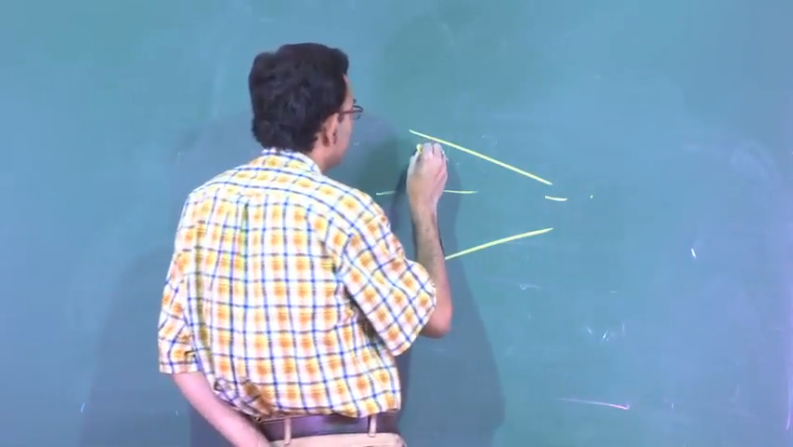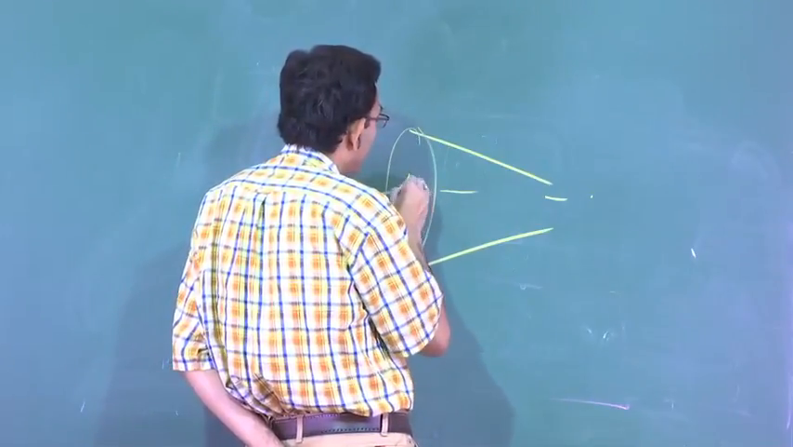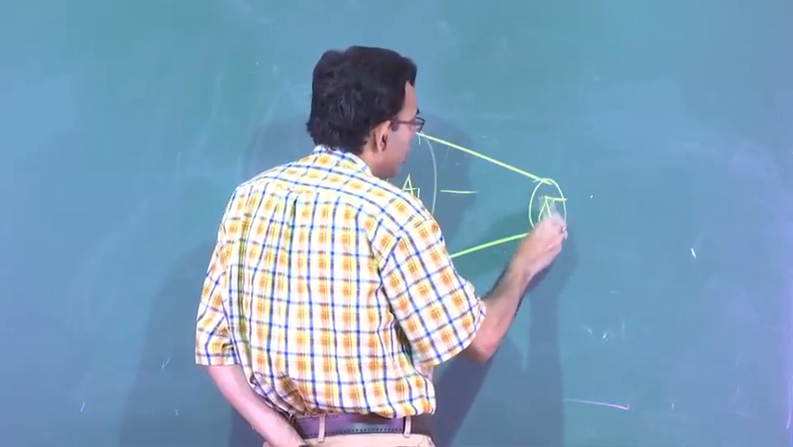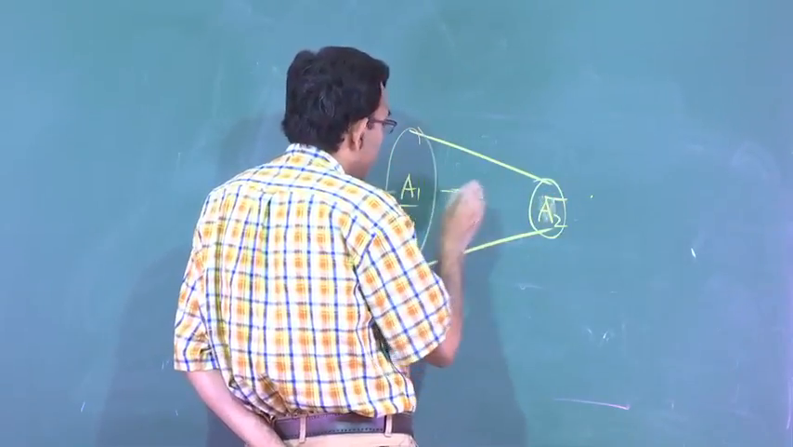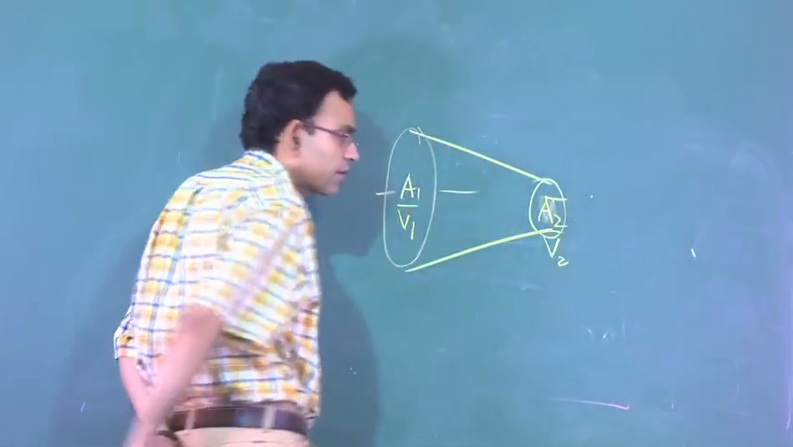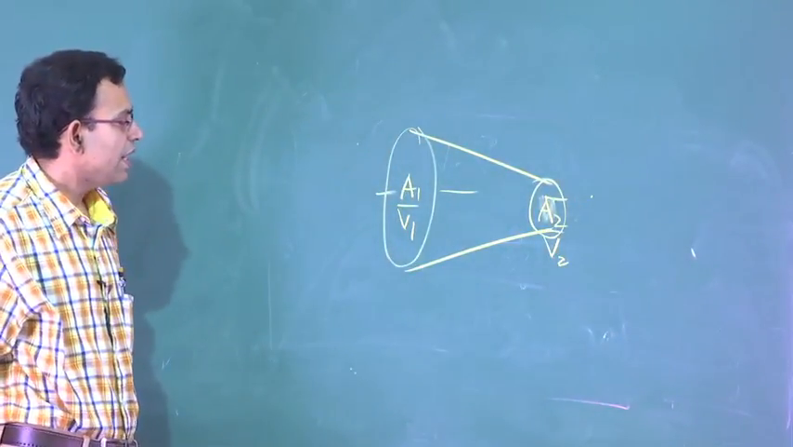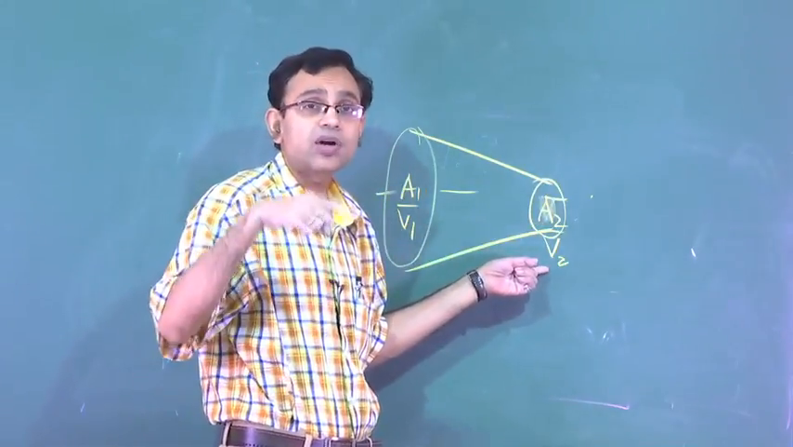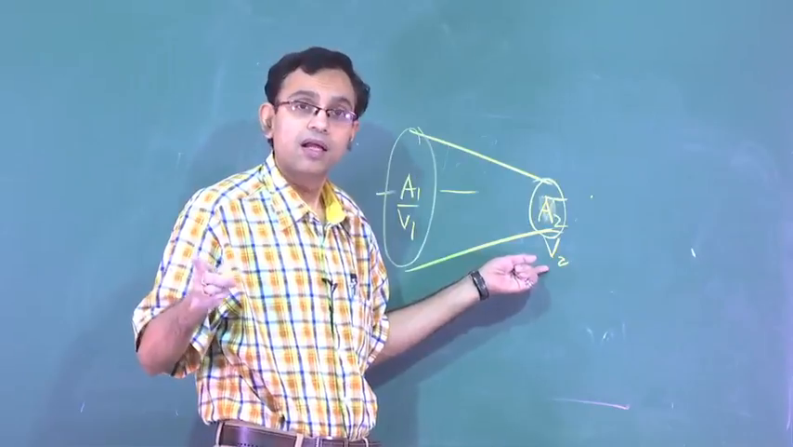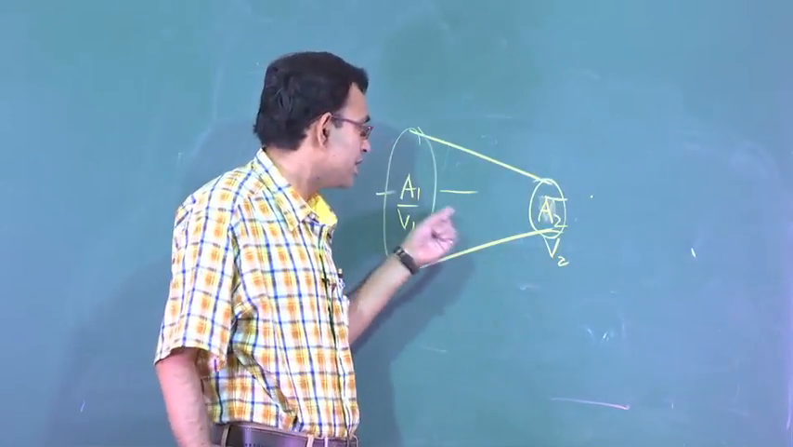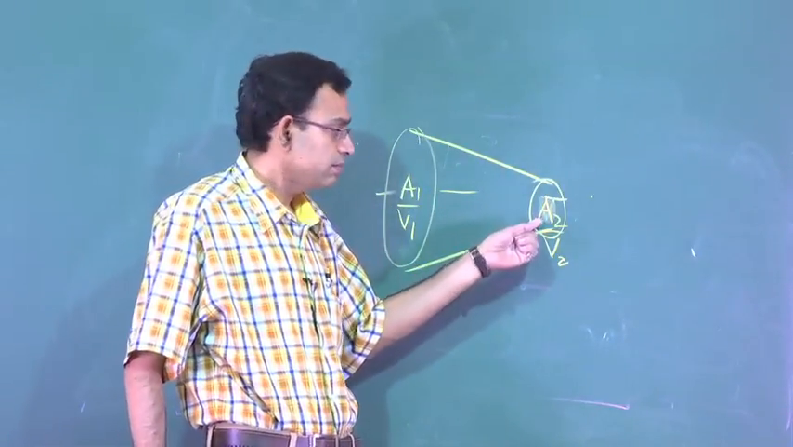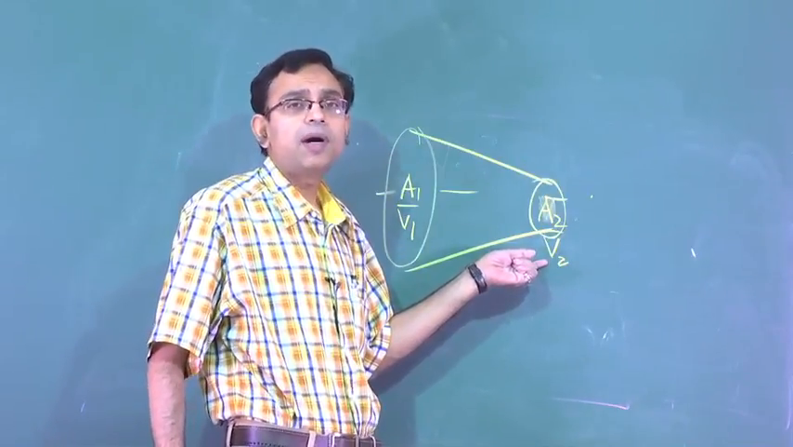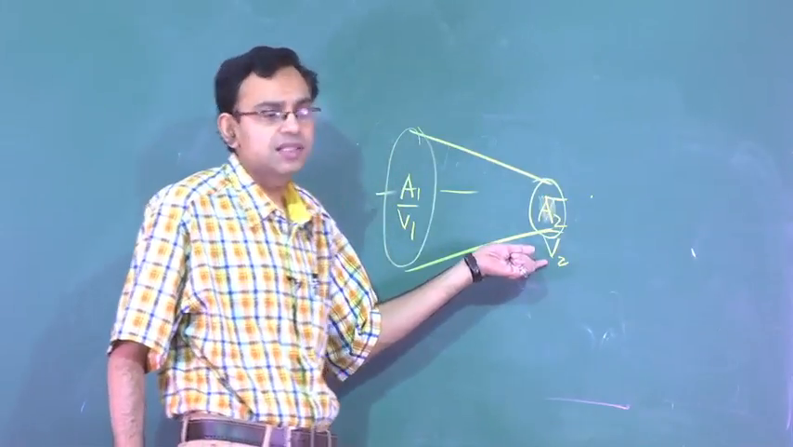So, here you have area A1, here you have average velocity V1, area A2, here you have average velocity V2. The idea is that if the area decreases, the velocity will increase. This is the common idea, I am not saying it is correct. The common idea is that because the area is decreasing, the velocity is increasing, and because the velocity is increasing, from Bernoulli's equation the pressure is decreasing.